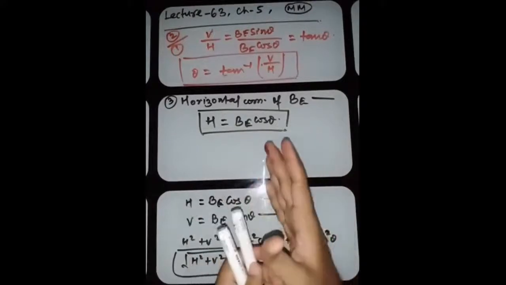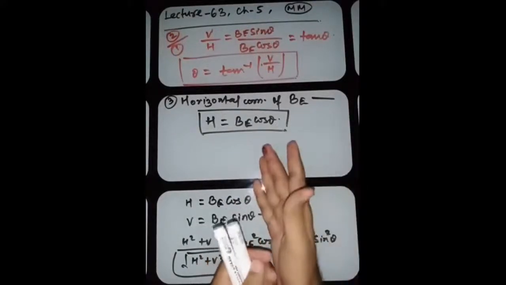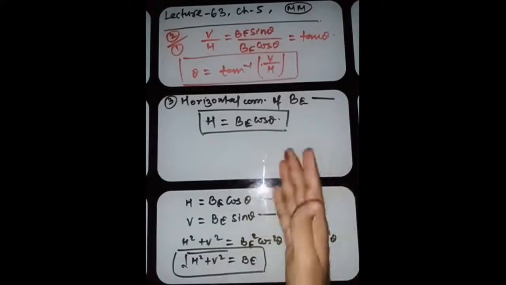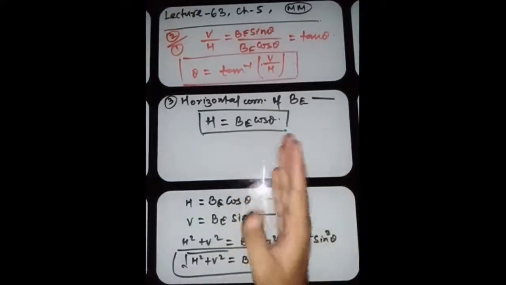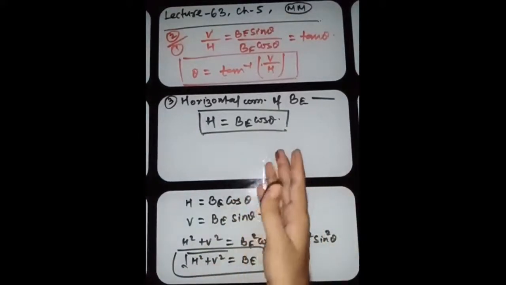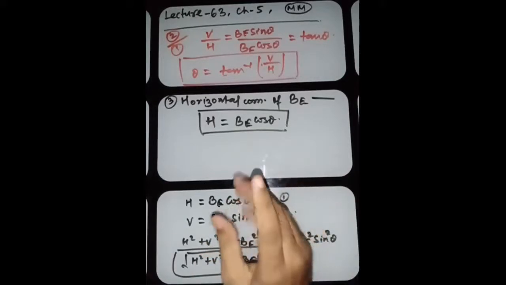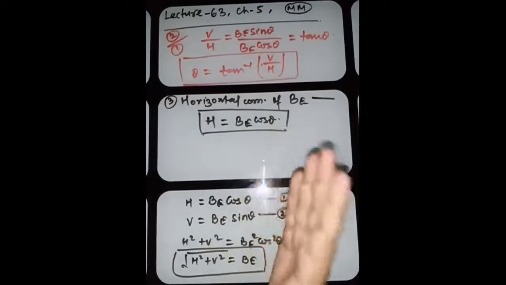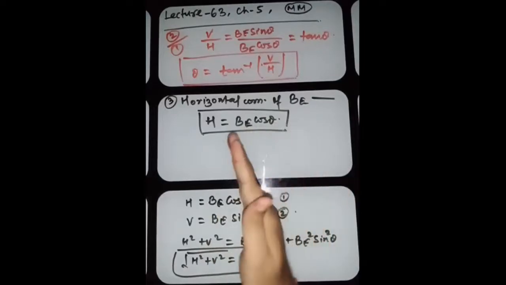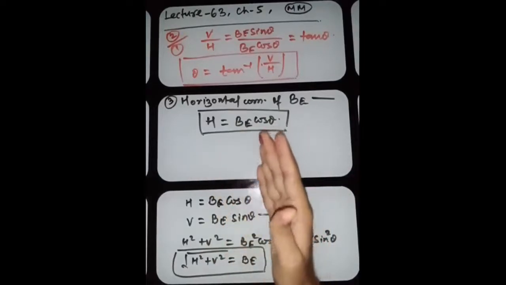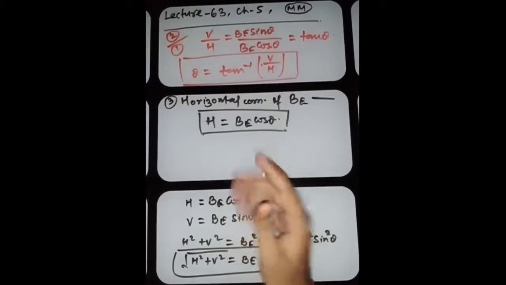So don't be confused between the angle of inclination and the declination. Remember, the declination is the angle with which the magnetic dipole, that is the magnetic north and south pole, declines from the geographic one with a certain angle.